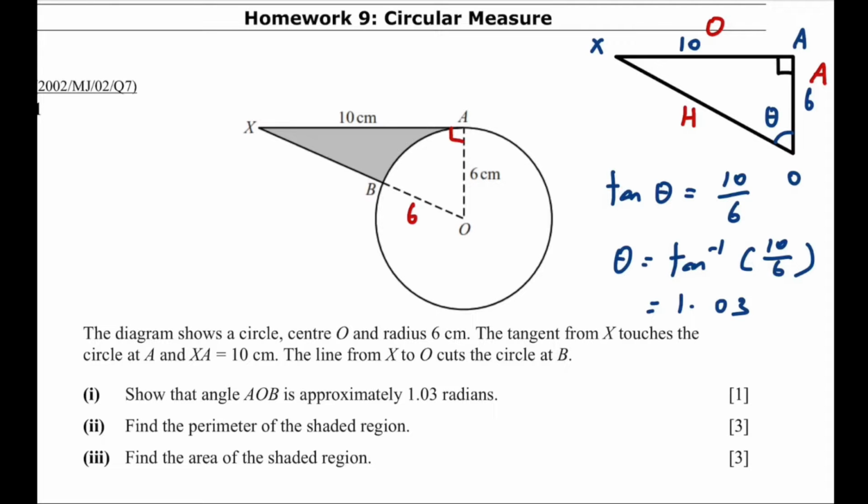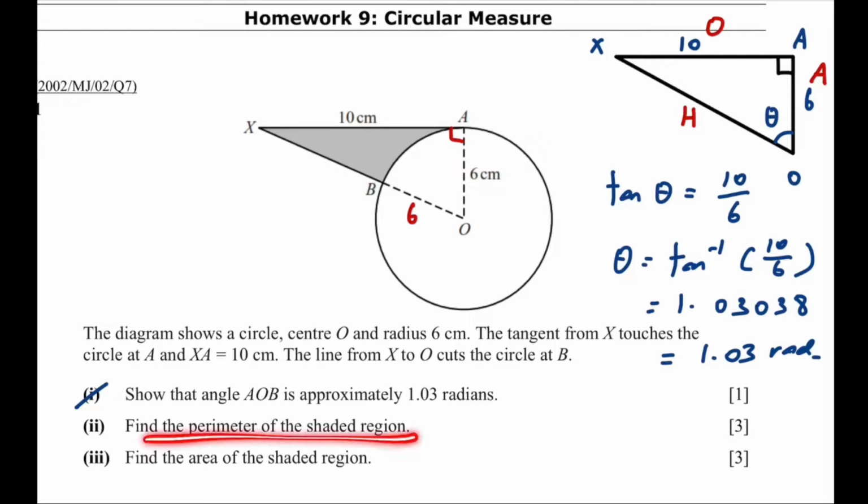1.03, okay, 1.038, because it's approximately 1.03. That's why I give it more accuracy. Then I will say that it's very close to 1.03 radian. So that is how we solve the first question.